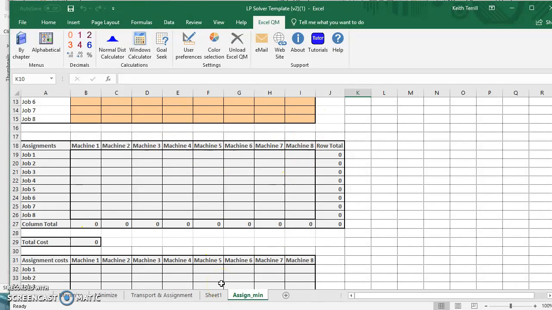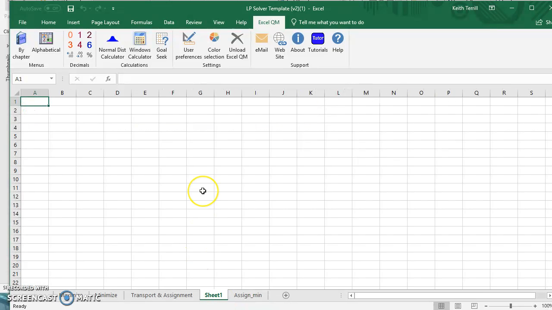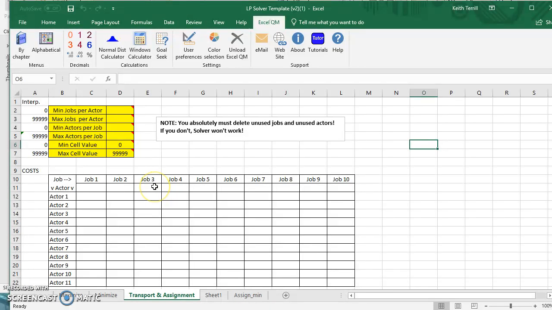So instead, for assignment problems, I really don't recommend that you use Excel QM. For assignment problems, I would recommend that you use, unsurprisingly, the template that I prepared.